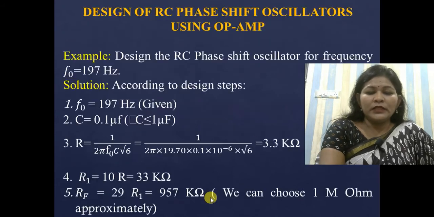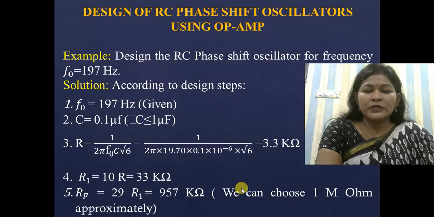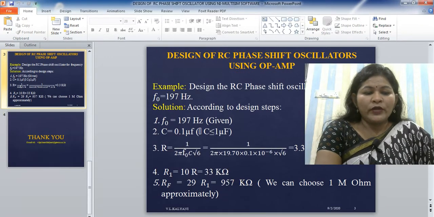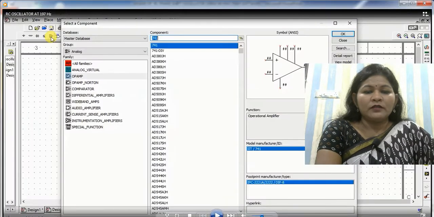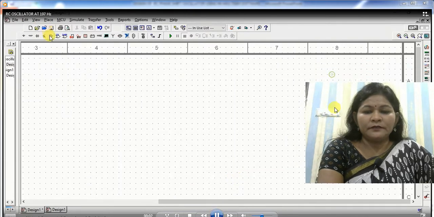So these are the design steps, and now let's construct the RC phase shift oscillator using the NI Multisim software. Here this is the design window of the NI Multisim software. So design this circuitry here.